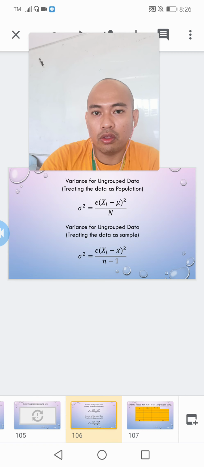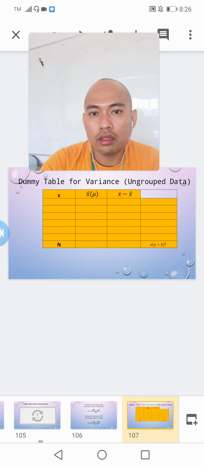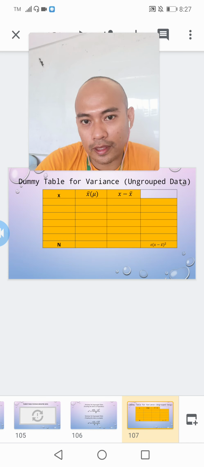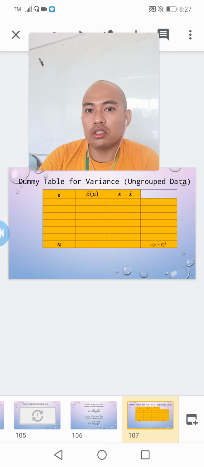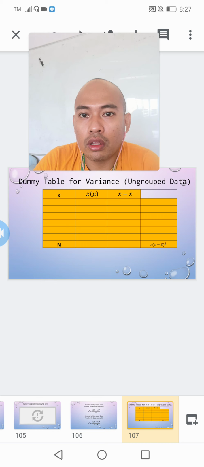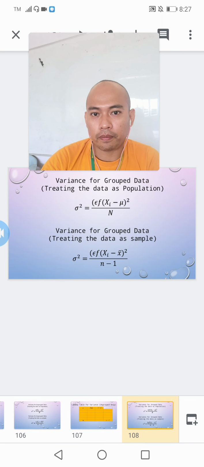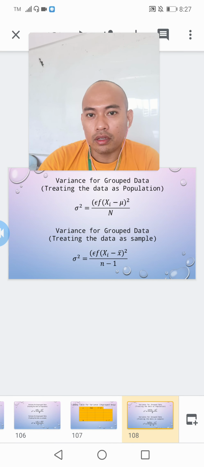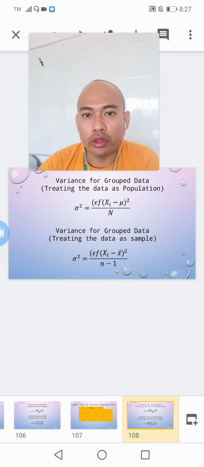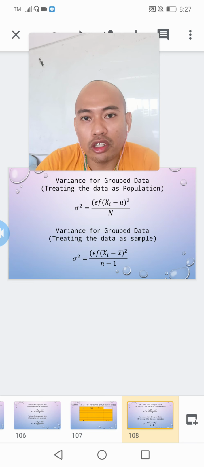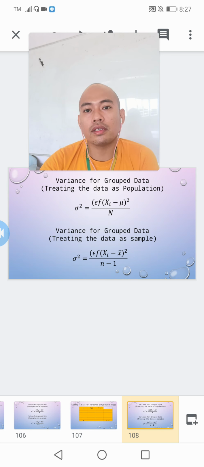And your n, of course, is the total number of observations in the given data. So this is your guide. This is a table to facilitate the computation of the variance for ungrouped data. Let's proceed to the grouped data. Again, it's up to us how we treat the data that we have gathered. Are we treating it as a population, or are we treating it as a sample?